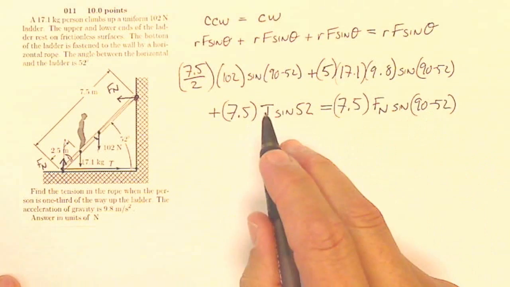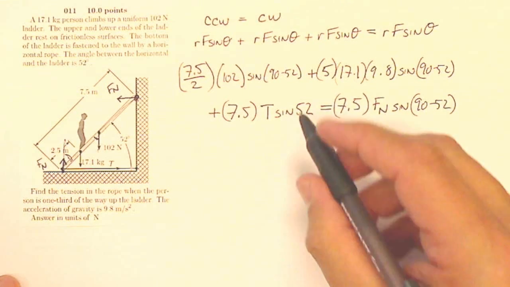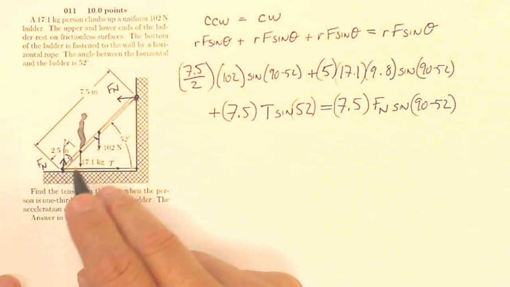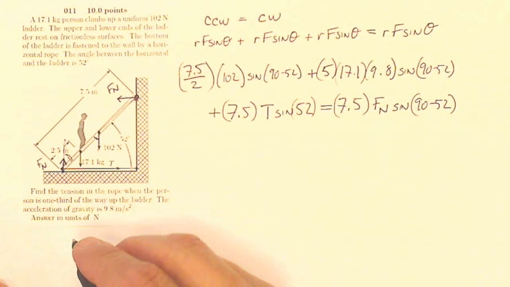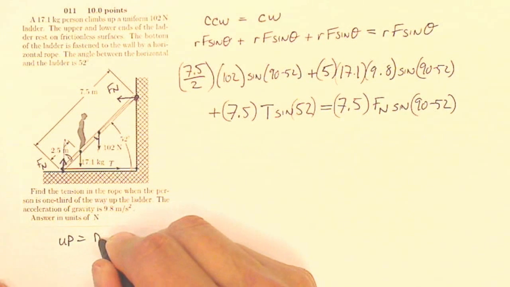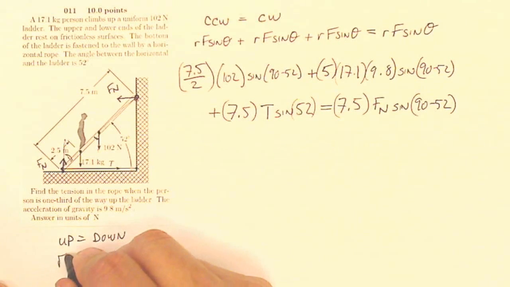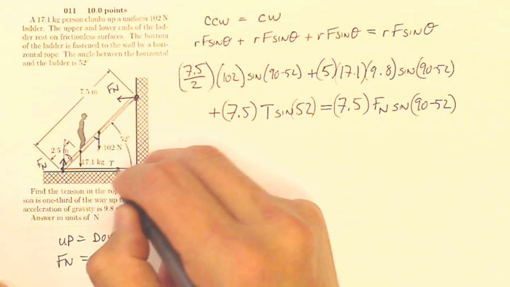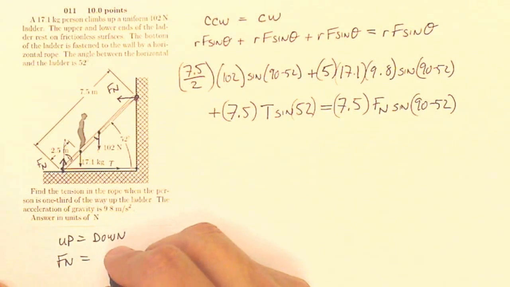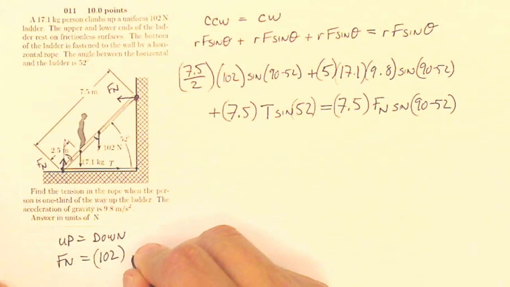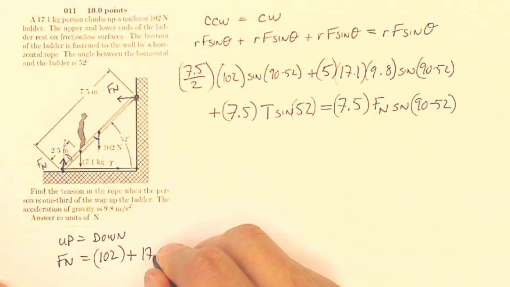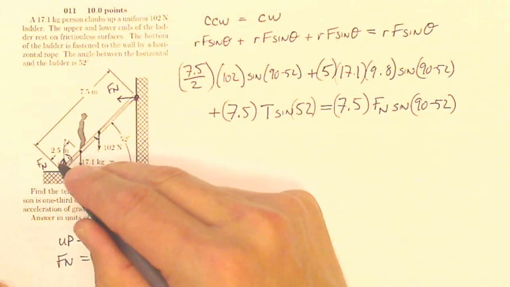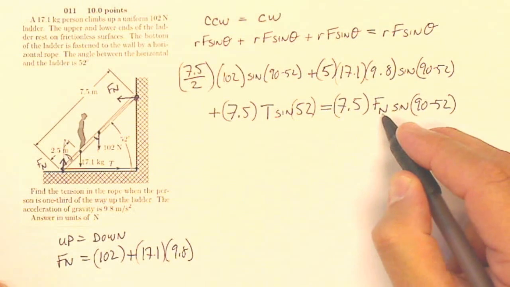But wait, I've got T that I don't know, and I've got the normal force that I don't know. But I do know my normal force here, because now I can use a little up equals down to figure out my normal force. Up is just my normal force, and down is going to be my 102 and my 17.1 times 9.8. This one's to the left, this one's to the right, I don't care. So my normal force is going to be 102 for the ladder plus 17.1 times 9.8. Those two forces down must be balanced by my normal force up. So now I know my normal force as well.